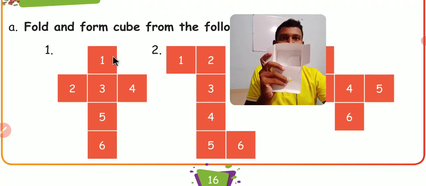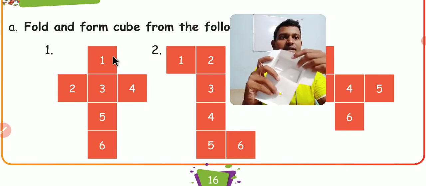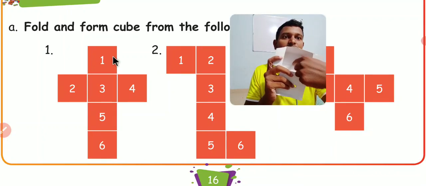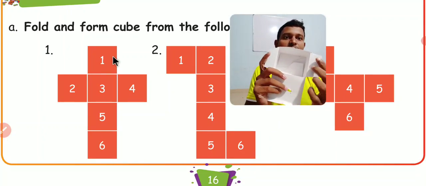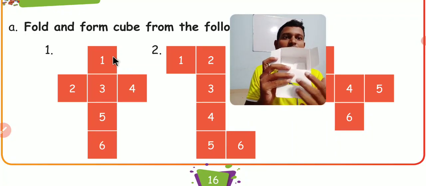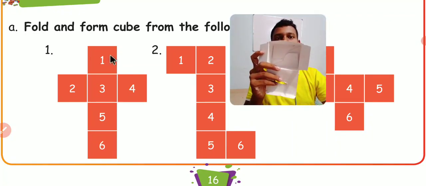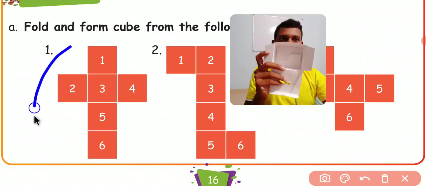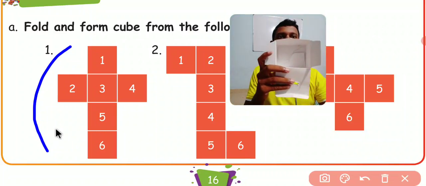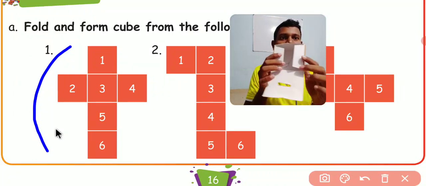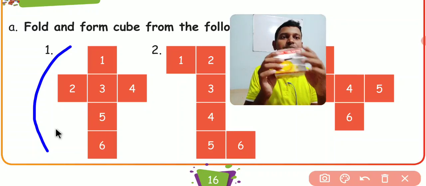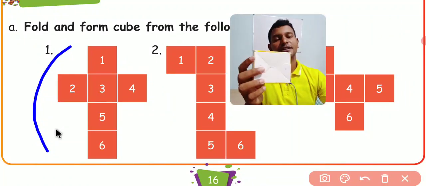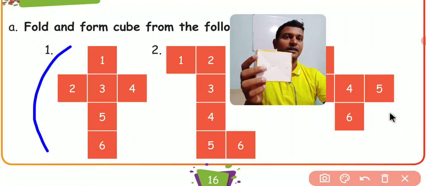This is the first one, this is the second, in the middle this is the third, this is 4, 5 and 6. The shape is like that. We have to fix it like this. I am fixing it, in the way you have to fix. If you fix, you will have the cube shape. In the same way you have to fix the second one and the third one.